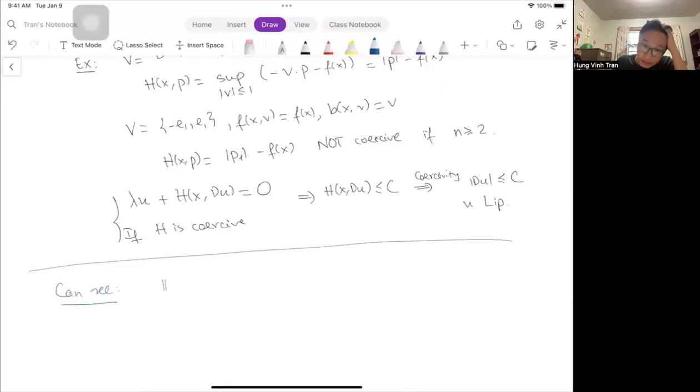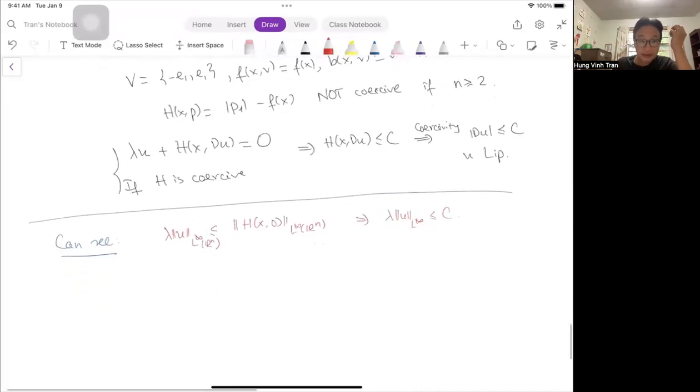Like earlier, right? You can see that lambda times u in L infinity is bounded by h of x, 0 in L infinity of x in Rn. So that means that lambda u in L infinity is bounded by c. The boundedness is not a problem, but again, we might not have that u is Lipschitz in general. So here's an interesting result.